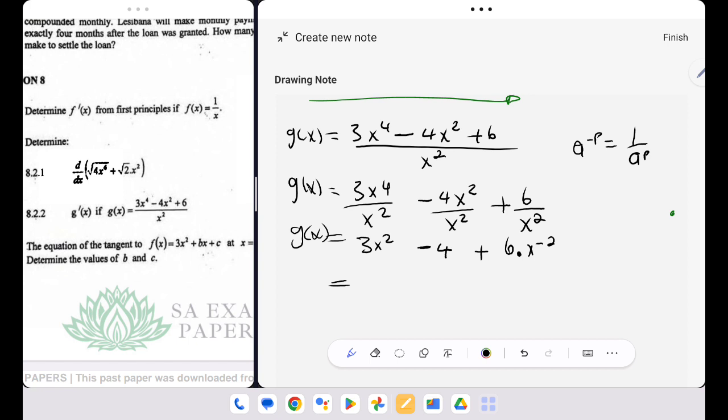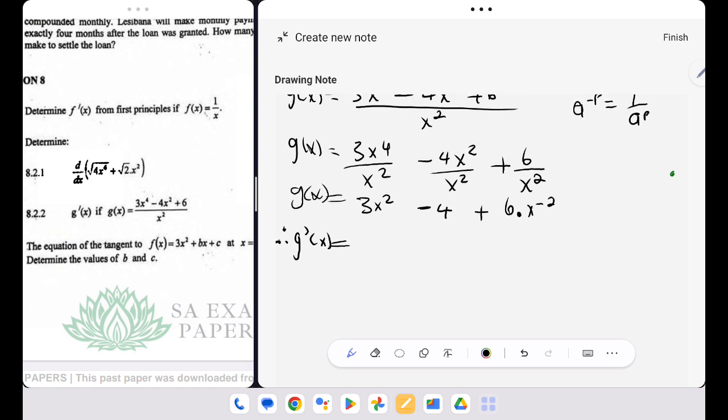Please note, I'm not writing g prime of x before I write my derivative. So now I'm about to write my derivative. That's when I'll start writing g prime of x. So therefore, g prime of x will be equal to 6x. The derivative of a constant is always 0, and then in this case I'll have minus 12x to the power minus 3, like this, and then my answer is complete here.